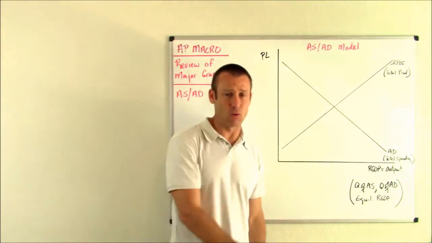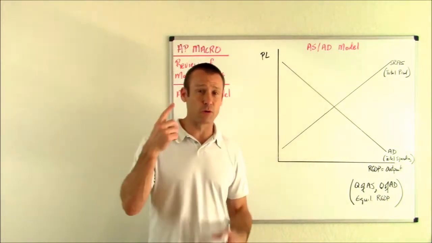AD. Why is that downward sloping, okay? There's two big reasons. One is the real wealth effect, okay?